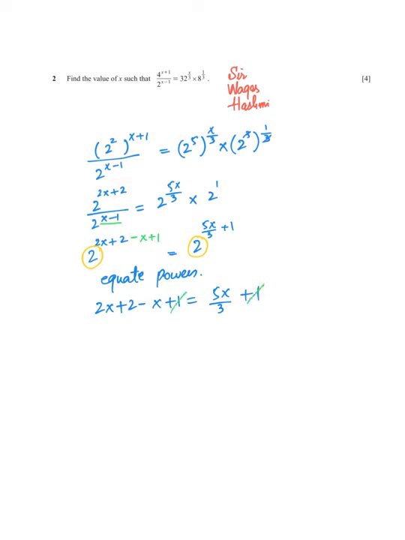So plus 1 and plus 1 cancel, so it will be 2x minus x is x plus 2 equals 5x upon 3. Cross multiply: 3x plus 6 equals 5x. We can shift 3x to the right side, so it will be 5x minus 3x, it's 2x, and x equals 6 upon 2, that is 3.